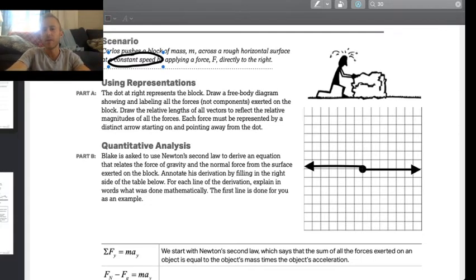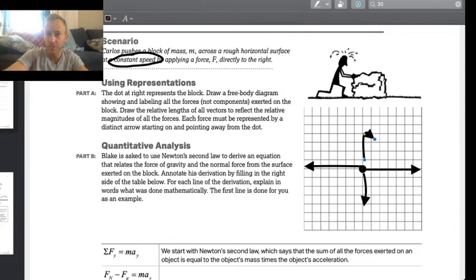Then we have the weight force, which goes down. And then we also have the normal force, which goes up. And normal force and weight force also have to be in balance, because if they weren't in balance, the block would go up into the sky or it would crush into the ground. Okay, so I should label these, but I have not.